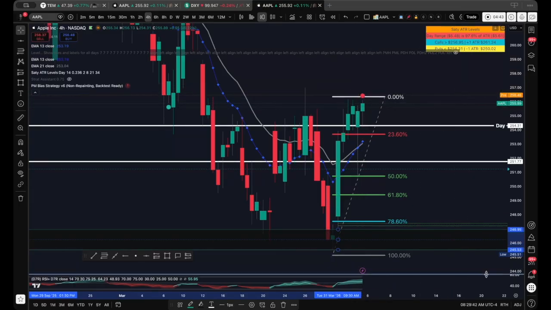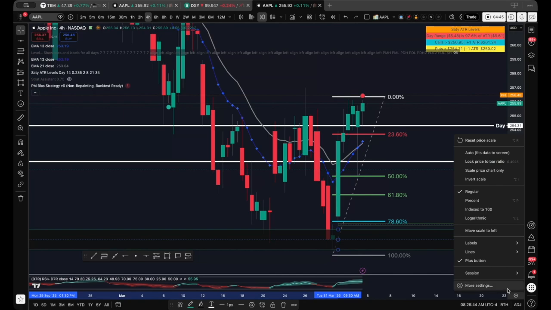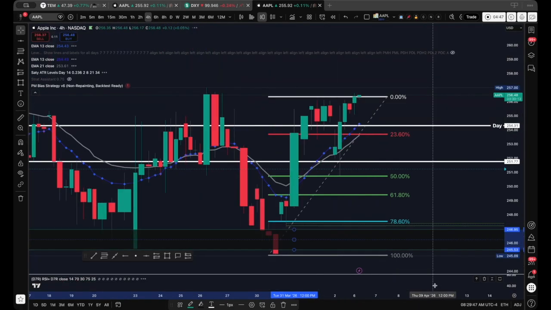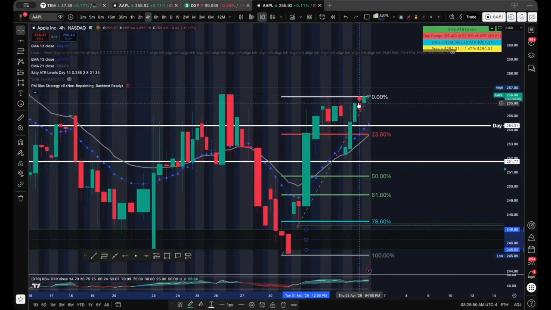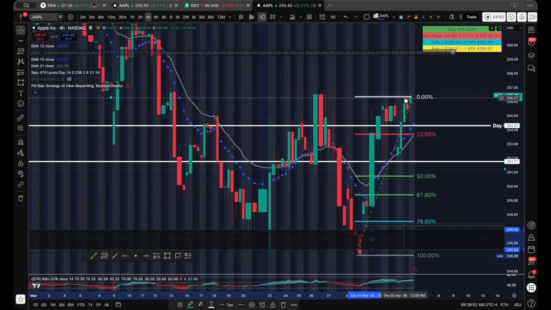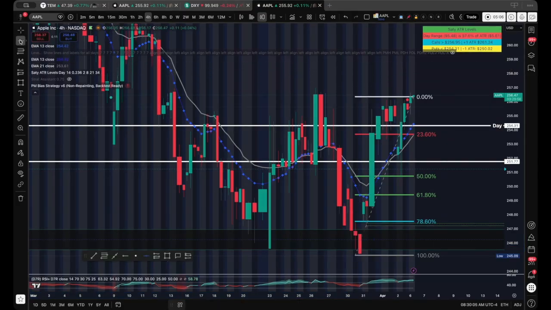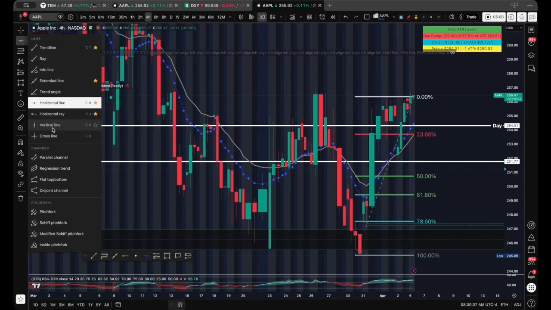Let's take a look at the after hour sessions, because that tells you where it's at right now. And it's already at my fib. So I think what it's going to do is try to get to this mark right here, which is 258. And that's going to probably be my first take profit.